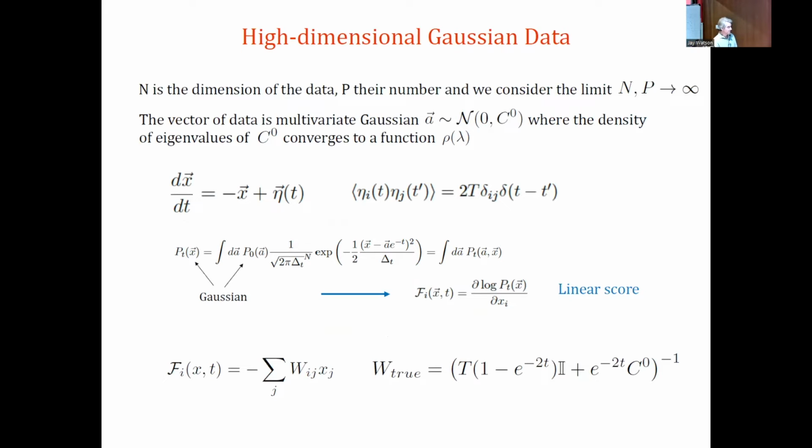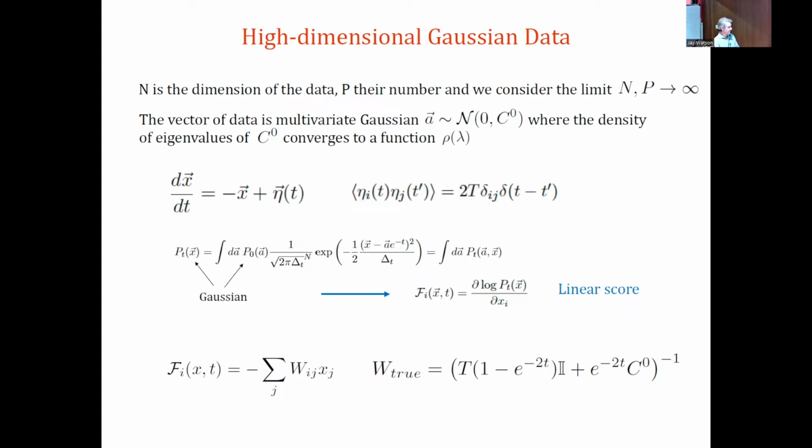So, high-dimensional Gaussian data. N is the dimension of the data, with the same notation as before, and P is the number of data. Now we consider the limit in which the dimension is very large and the number of data is very large. The data vector is just a Gaussian vector, which has mean zero and a certain covariance C0. Now C0 is an n by n matrix as n goes to infinity, so we should say something about its properties. The property will be that the density of eigenvalues of C0 will converge to some well-defined function. All right, then let's apply the idea of the diffusion model.